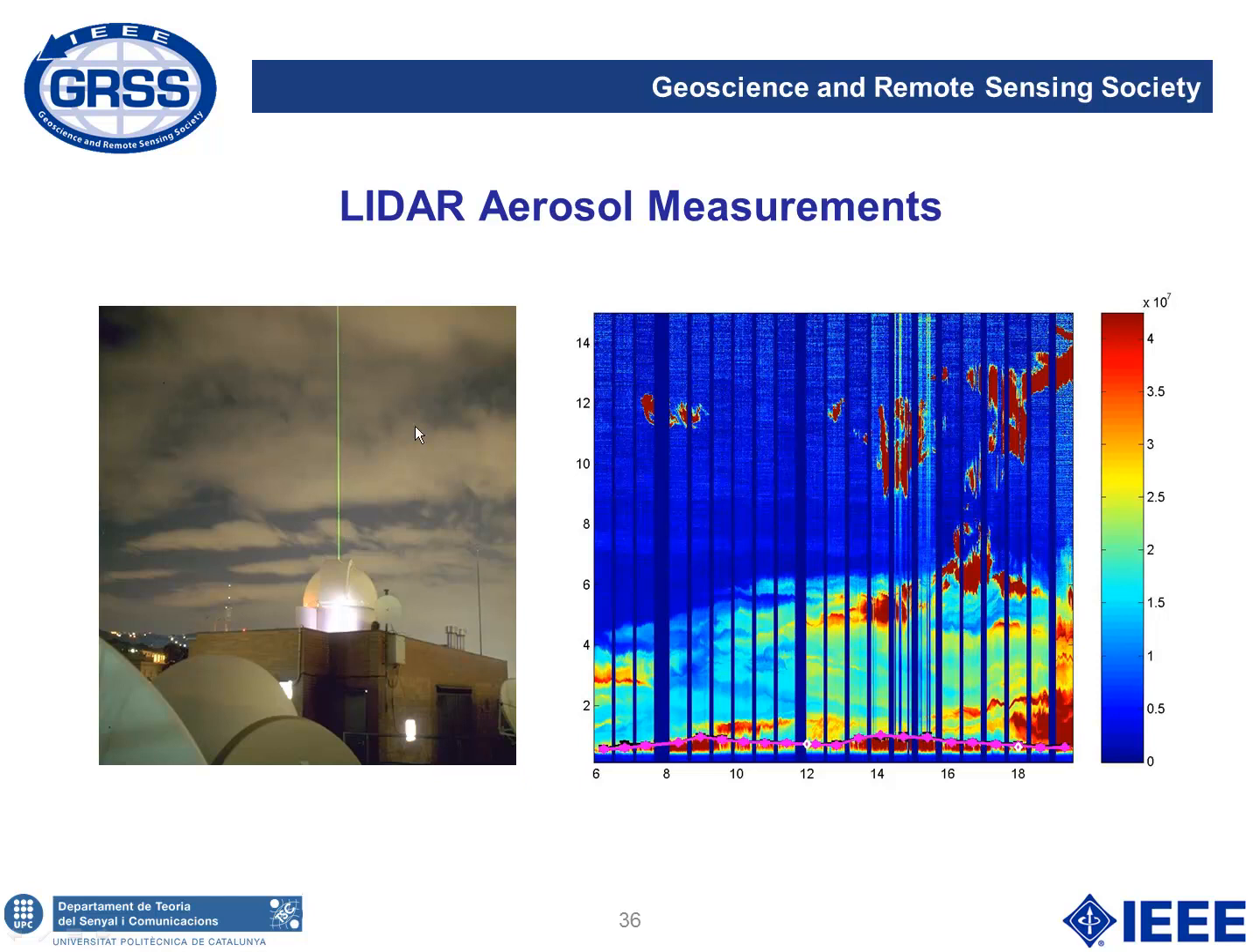So the beam is fixed, and it's the atmosphere which is moving, and this is the time of the day. So along several hours of observation we can obtain quite a lot of information on the distribution of aerosols in the atmosphere. This vertical axis corresponds to height in hundreds of meters, and this is a reflectivity scale.